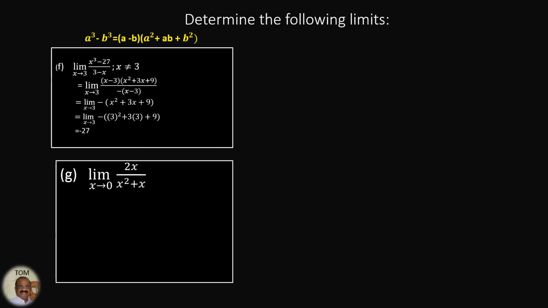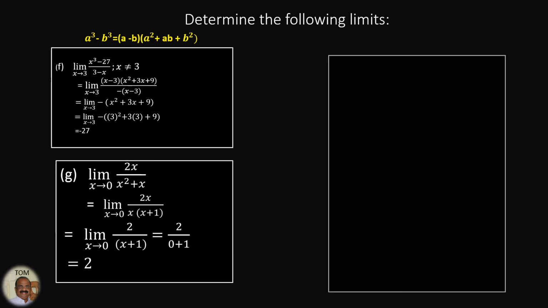Limit of 2x over (x squared plus x), x approaches 0. Imagine 0 for x. We'll get 0 in the numerator, we'll get 0 in the denominator. So what do we do here? We'll factorize the denominator. Now x and x will be cancelled. So we get 2 over (x plus 1). We substitute 0 for x. We get the final answer 2.